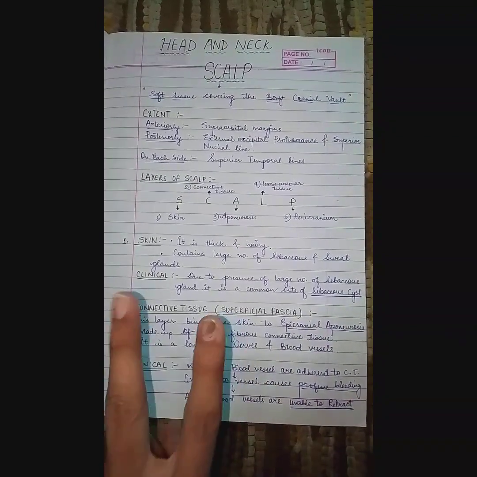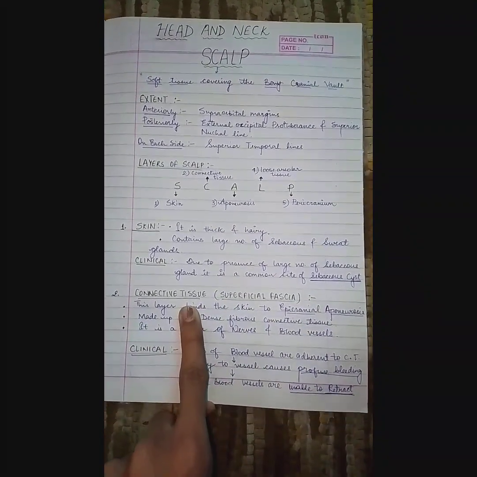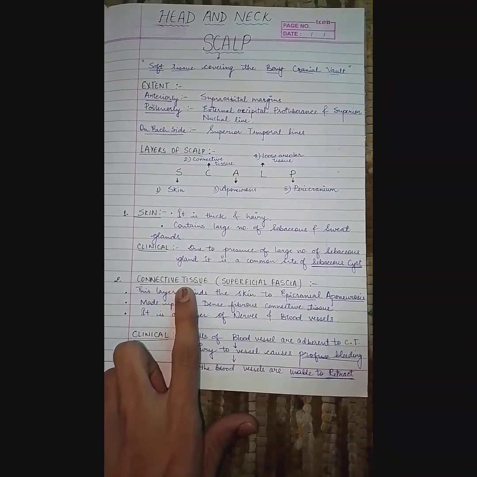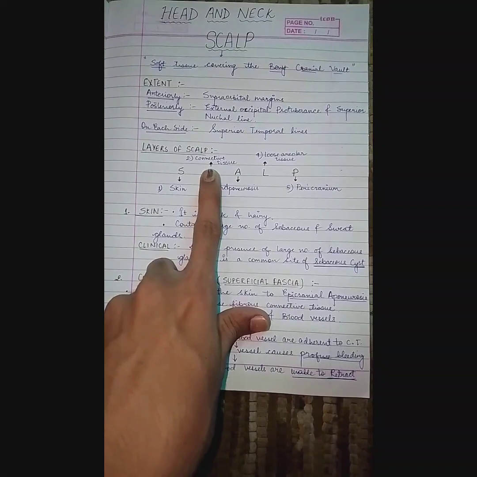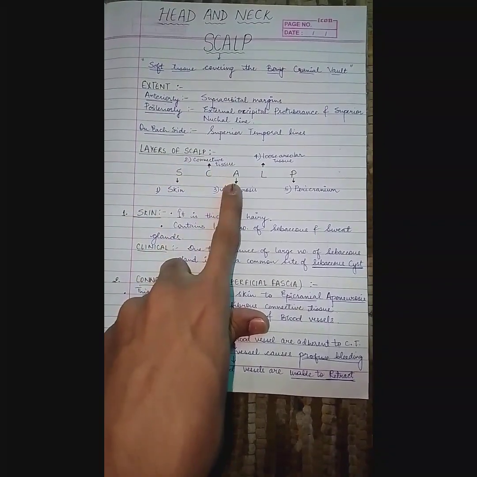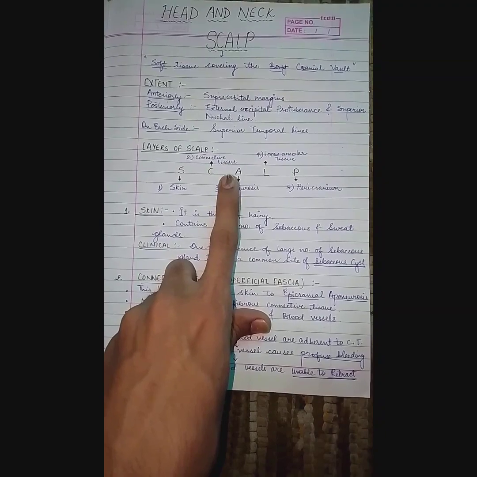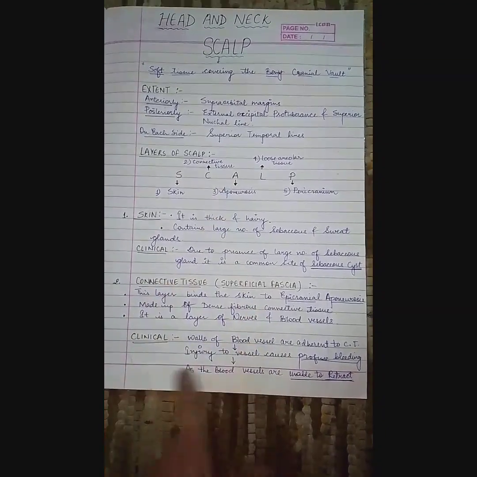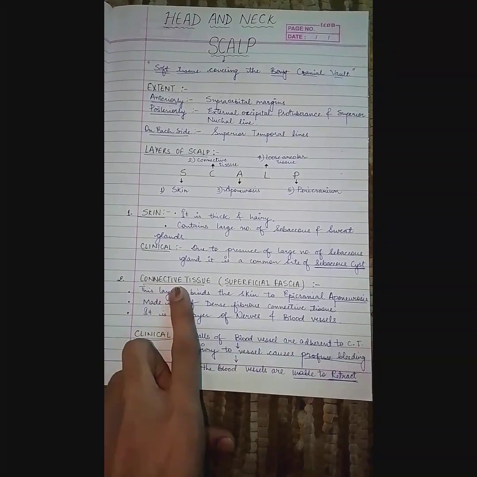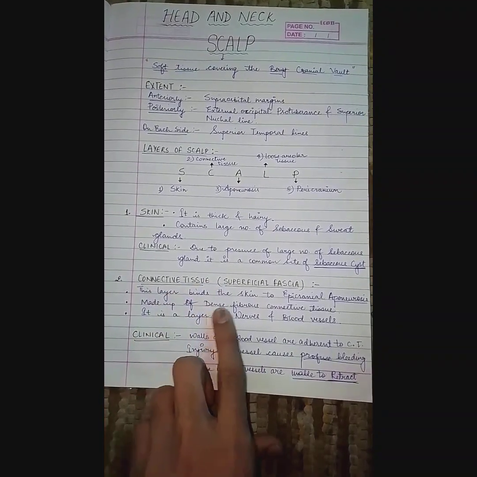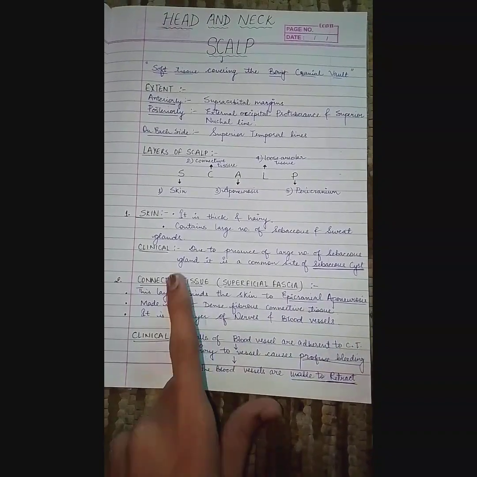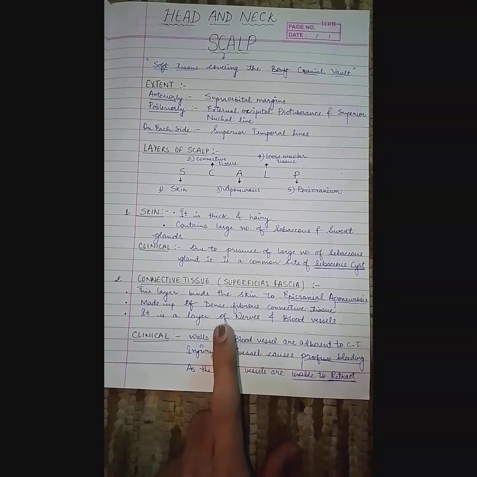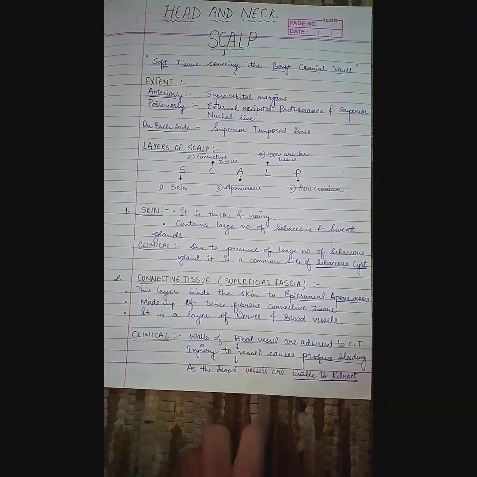If we talk about the second layer of scalp, that is the connective tissue, which is actually the superficial fascia of the scalp. This layer connects the skin to the aponeurosis. If you don't know what an aponeurosis is, an aponeurosis is actually a flattened tendon. This connective tissue layer is dense fibrous connective tissue, and it is also called the layer of nerves and blood vessels, because it has a large number of nerves and blood vessels.